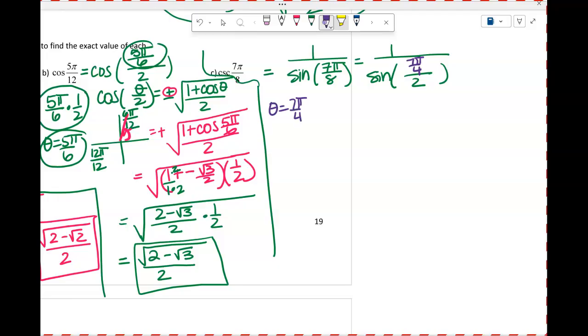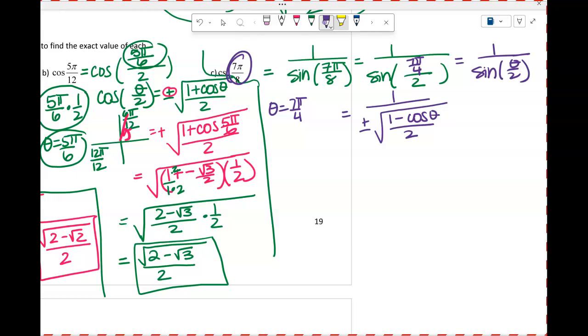So this means we have 1 divided by sine of theta divided by 2, which your identity is going to say is 1 over plus or minus big radical 1 minus cosine of theta divided by 2. Now we have to pick plus or minus. 7 pi over 8 is somewhere over here, in quad 2. So in quad 2, sine is going to be positive. If sine is positive, then cosecant is going to be positive.